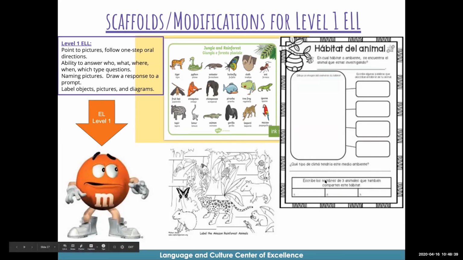So he's going to be able to answer really simple questions. "Escribe los nombres de 3 animales que también comparten este hábitat." Pues, you're going to write maybe 3 different things, and I might use this with somebody that might be learning the Spanish language brand new in my dual language room, or I might use this in a lower level Spanish. It just depends on how I'm going to be using this too.